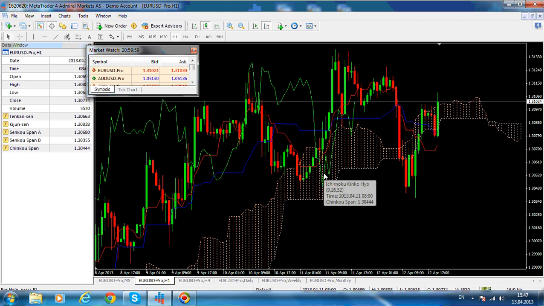That was the Ichimoku Kinko Hyo, and the next recording will deal with the relative strength index.